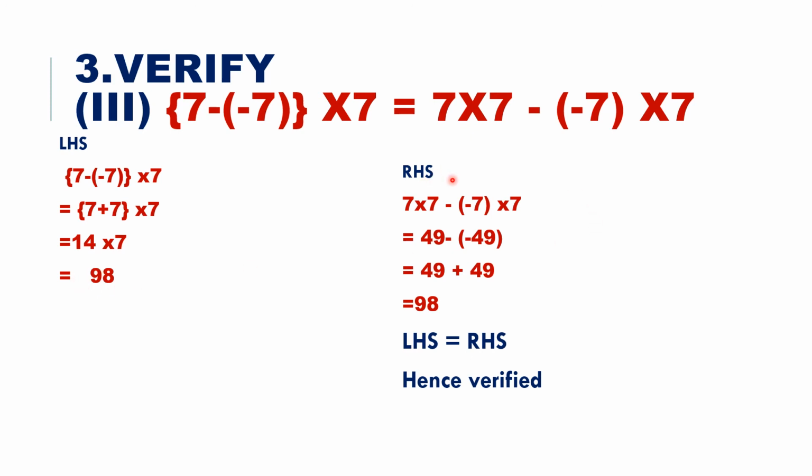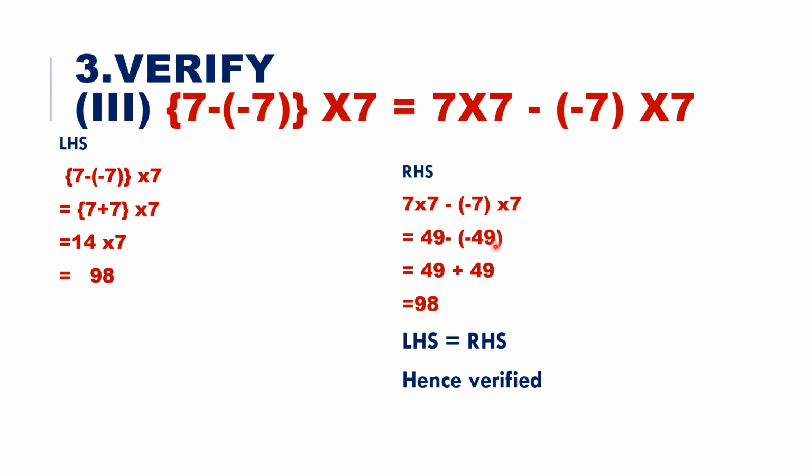Let us see the right hand side. 7 into 7 is 49, and if you take these two, I will just keep this minus sign as it is outside. First we solve this. So plus into minus is minus, isn't it? So this becomes minus 49.